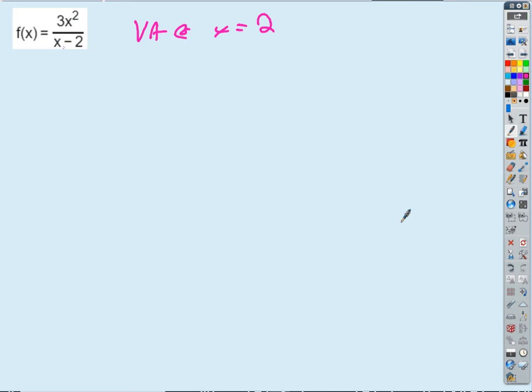Like in this case, what would we do? This is a pretty easy one. We divide them out using what, for sure? Synthetic division, yeah. What are our coefficients on the top? 3, 0, 0. And on the bottom? 2. So we get 3, 6.